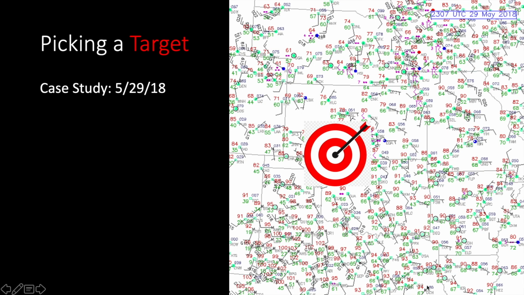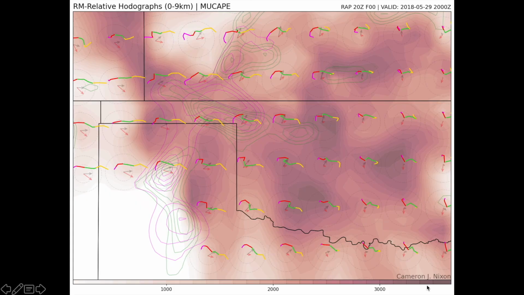So, now that we're armed with knowledge, let's put it to the test. Let's try to pick a target. This was from late May of 2018. And we're going chasing, and today, just for fun, we're just going to use this map of photographs here with CAPE in the background.